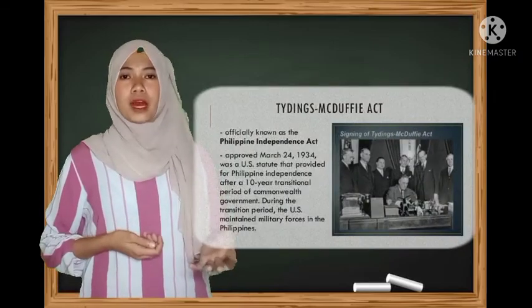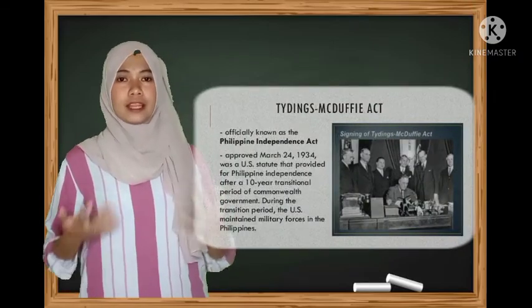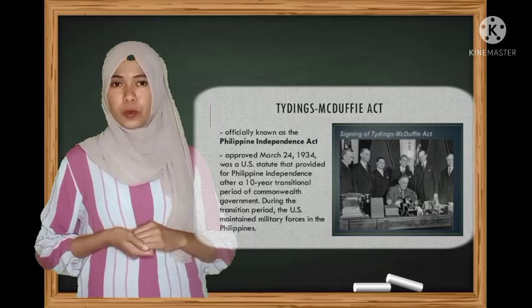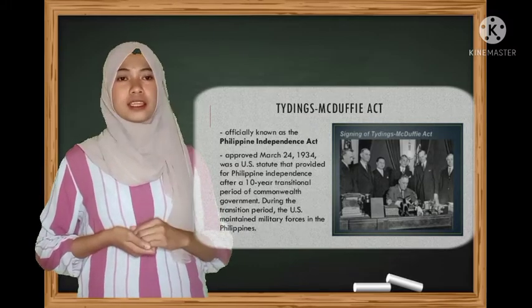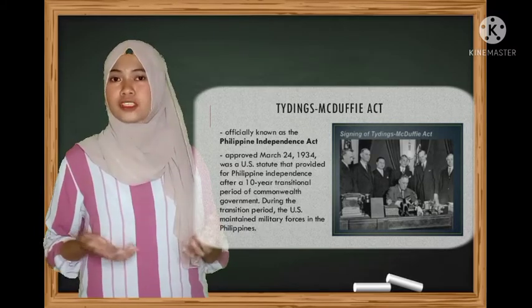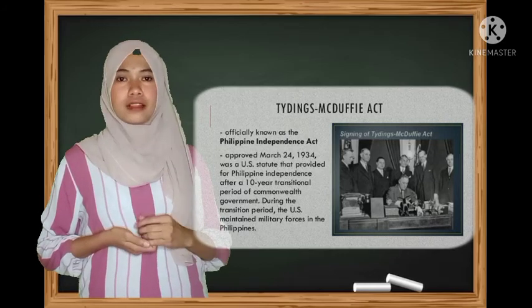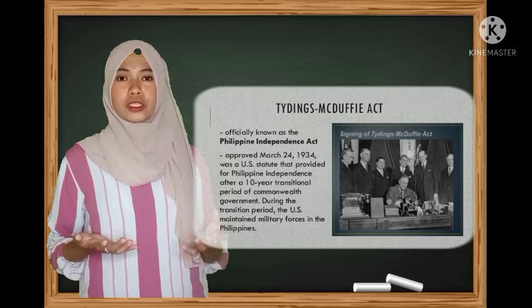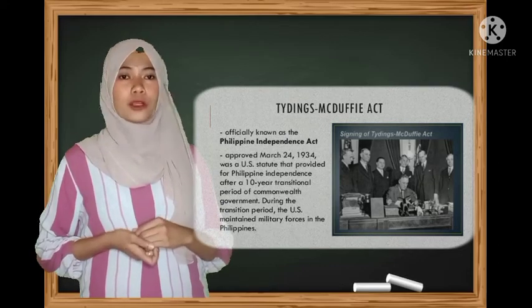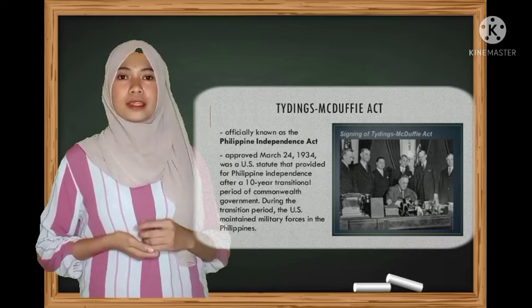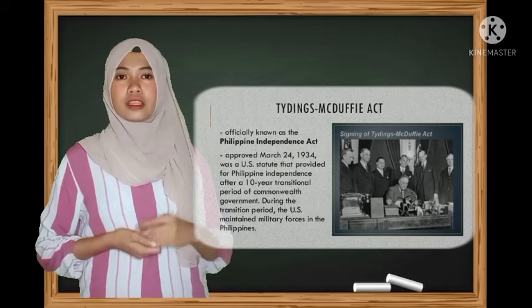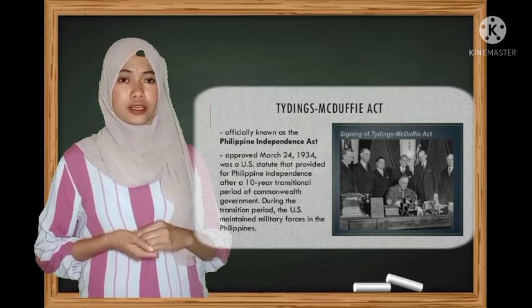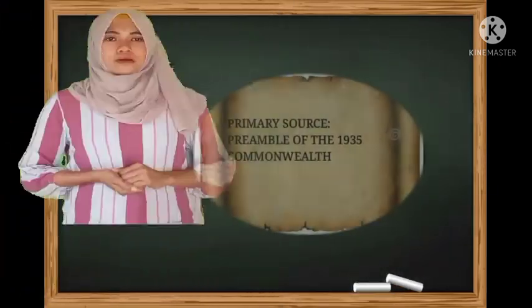The Tydings-McDuffie Act, officially known as the Philippine Independence Act, approved on March 24, 1934, was a U.S. statute that provided for the Philippines' independence after a 10-year transition period of Commonwealth government. During the transition period, the U.S. maintained military forces in the Philippines.